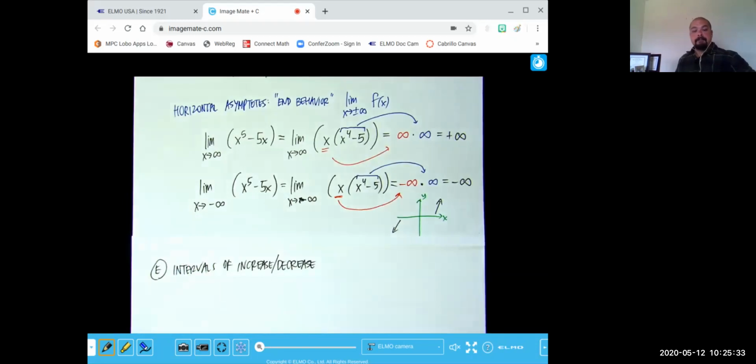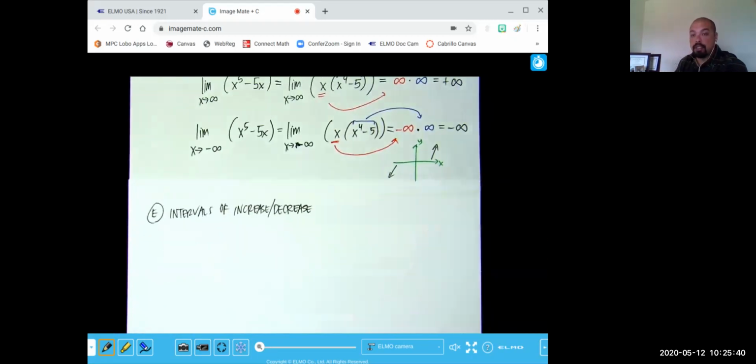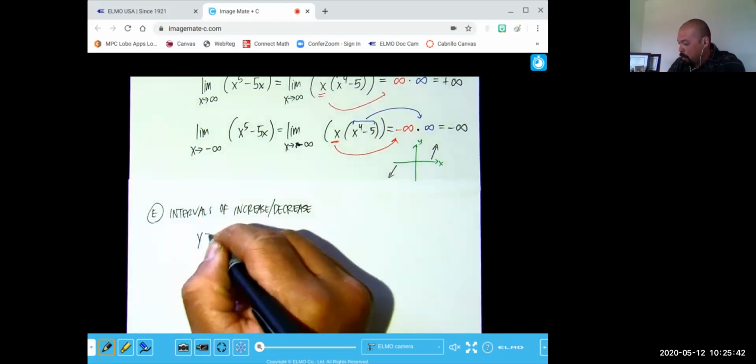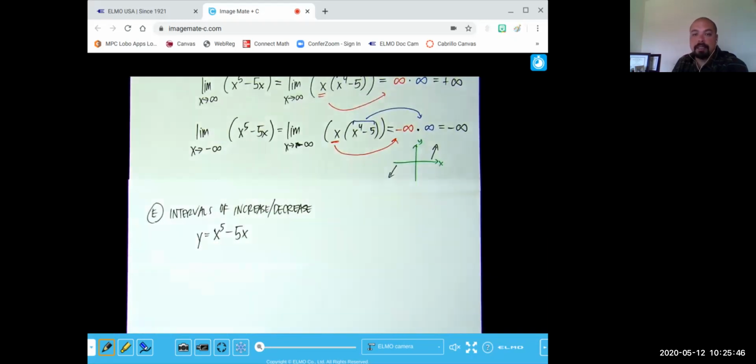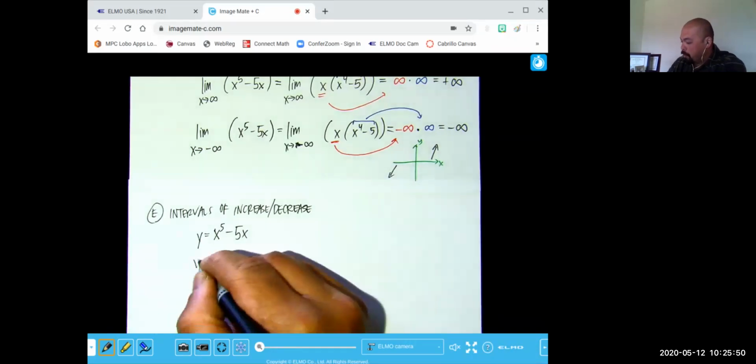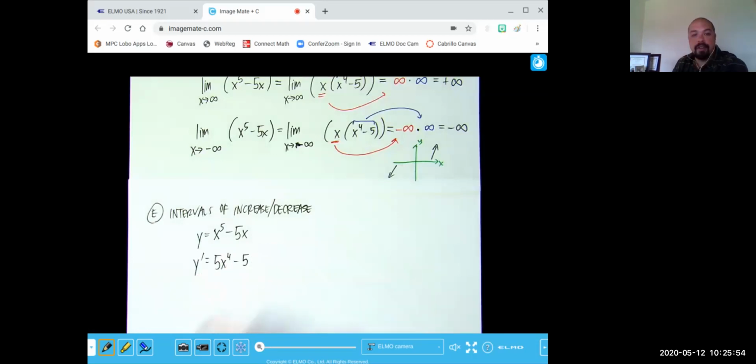Okay, so for our intervals of increase and decrease, that is our first derivative, right? So if our y is x to the fifth minus 5x, y prime is 5x to the fourth minus 5. Okay.